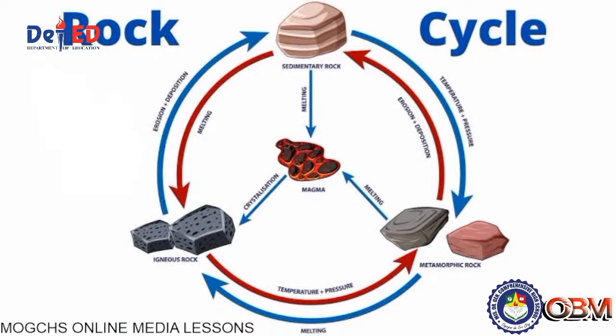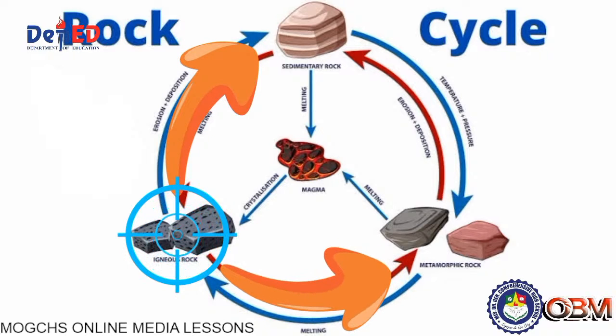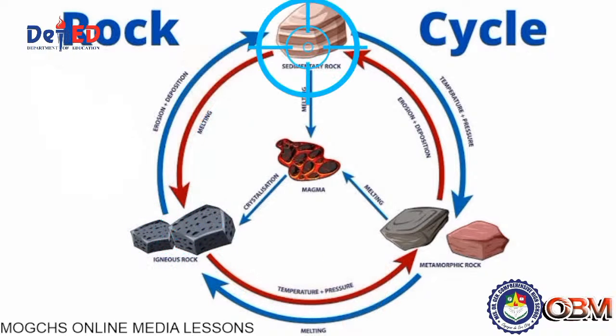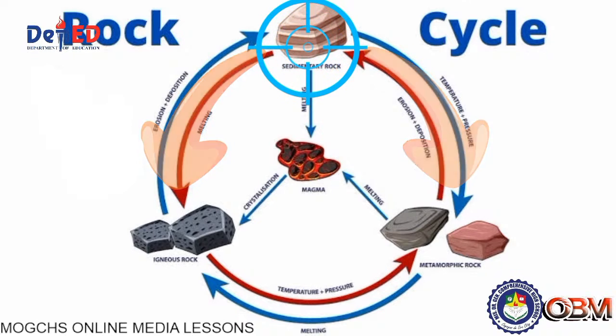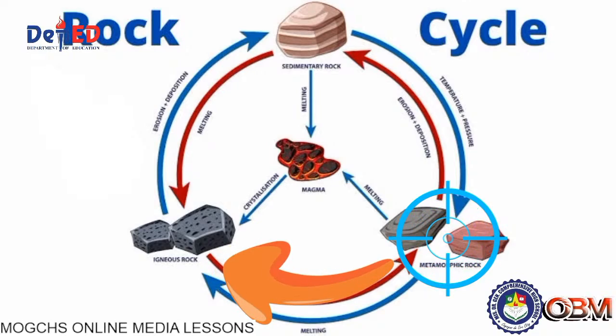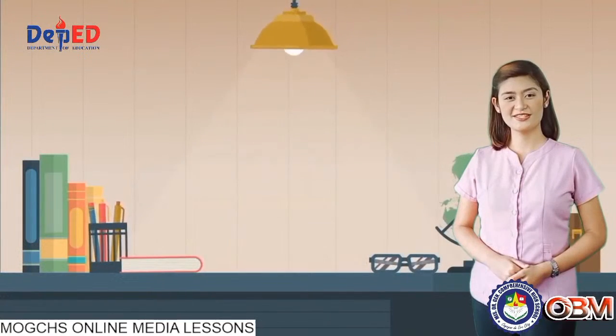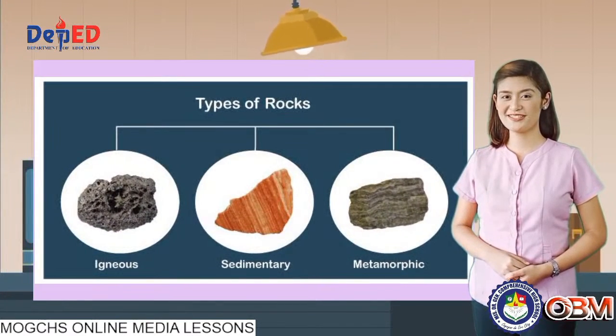The rock cycle is a group of changes. Igneous rock can change into sedimentary rock or into metamorphic rock. Sedimentary rock can change into metamorphic rock or into igneous rock, while metamorphic rock can change into either igneous or sedimentary rock. We have already discussed the three types of rocks and how they are formed.